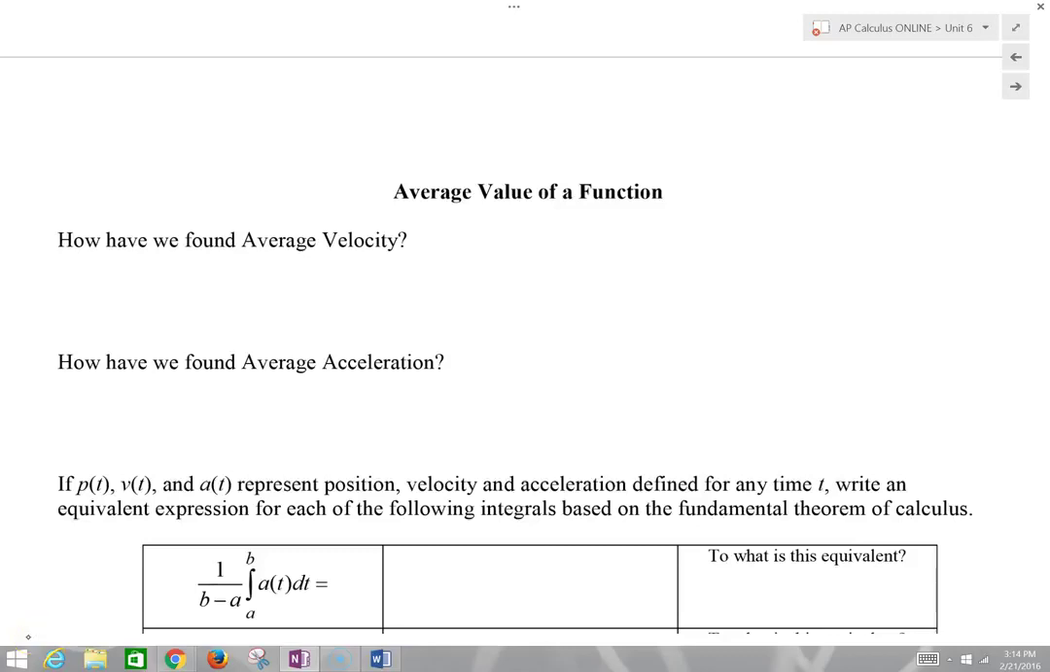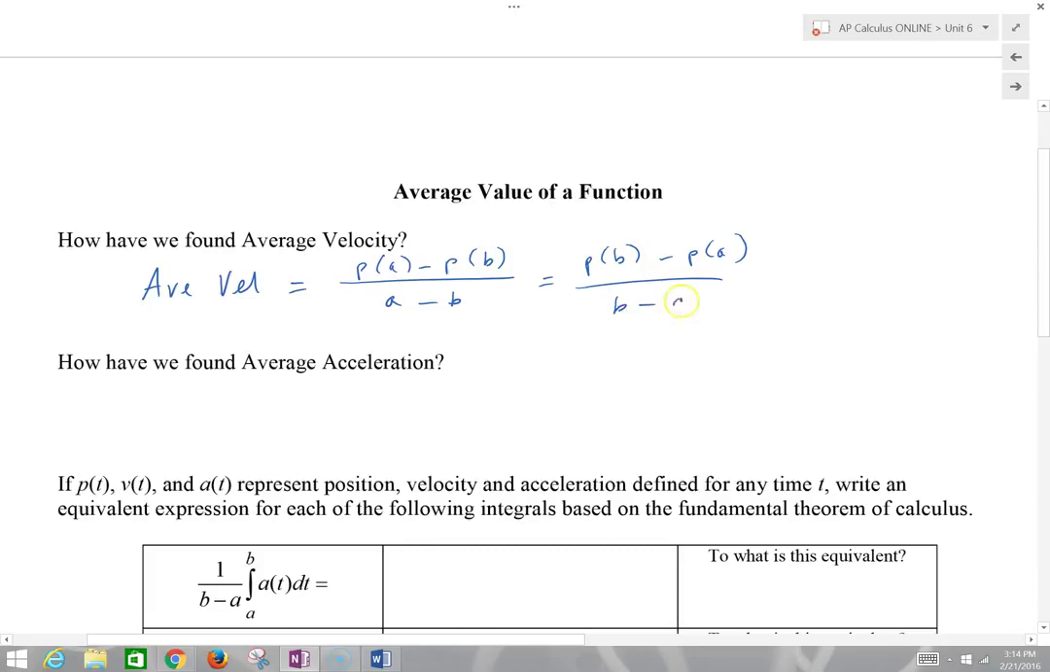Alright, this is day 54 of AP Calculus with Sparks, and we're going to talk about the average value of a function. So recall, we found the average velocity by taking the position and finding the rate of change between 2 points, A and B, which is the same thing. Doesn't matter which one goes first.